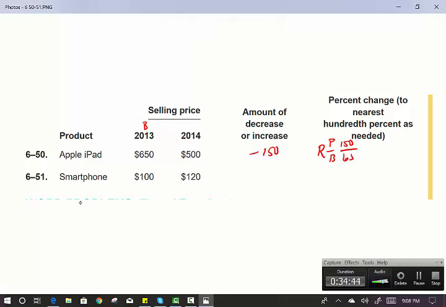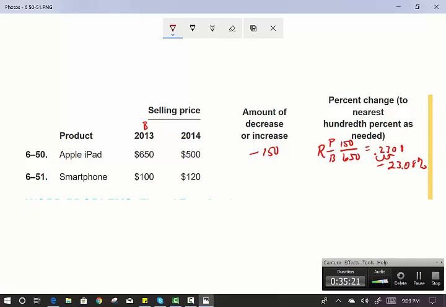So it's 150 divided by 650, and that's going to give us a decimal amount of 0.2308. I'll move the decimal point 2 places to the right to make it 23.08%. And that's a decrease, so I'm going to put a negative in front of it. Decrease of 23.08%. Okay, now for the smartphone.